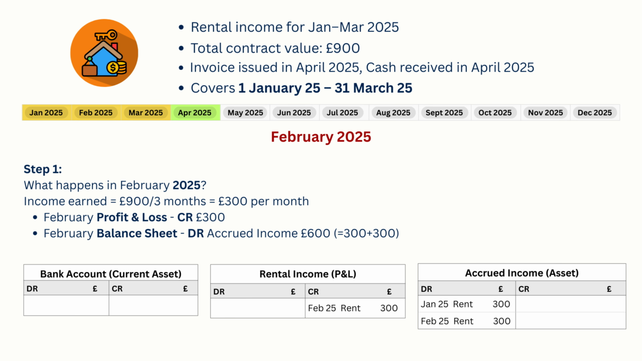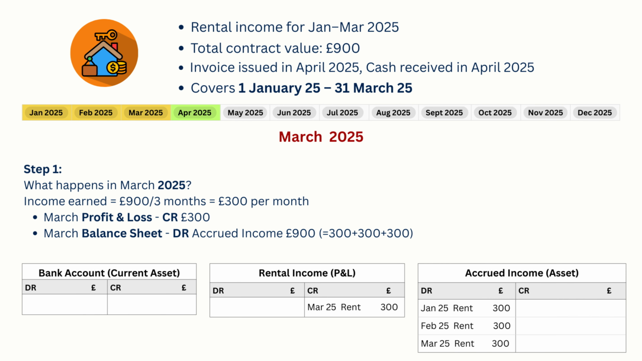Now we move into February. The business earns another £300 during February, so again, profit increases by £300. There is still no invoice and no cash. Accrued income now builds up because it hasn't been settled yet. By the end of February, accrued income on the balance sheet is £600, which is £300 from January and £300 from February. Now let's look at March.